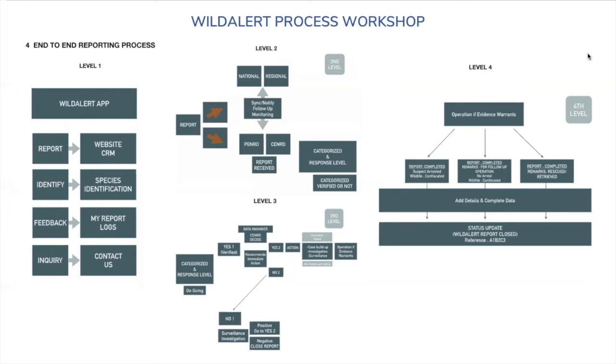So we have report completed, suspect arrested, the wildlife is confiscated. We also have report completed, the remarks is for follow-up operation, no arrest, then the wildlife is or are confiscated. Then the third one is the report is completed, the remarks is rescued or retrieved. Those are the four levels of the wildlife process workflow.